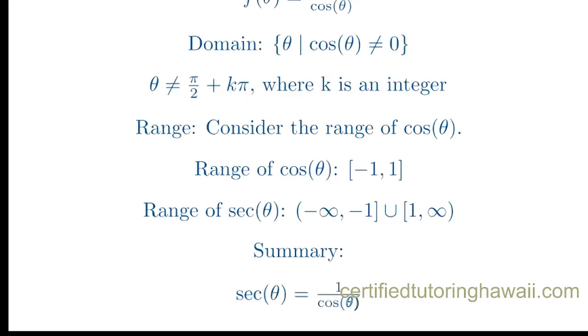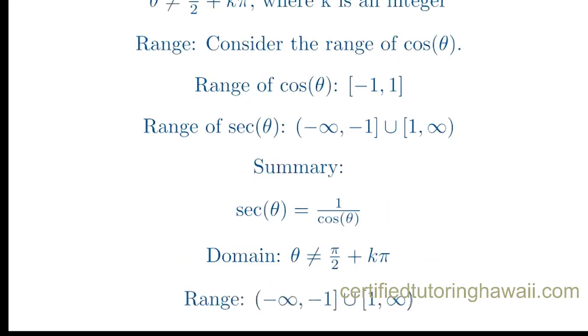So, in summary for secant, we have that secant theta is 1 over cosine theta. The domain excludes angles where cosine is 0, and the range excludes all values between -1 and 1. Let's move on to the cosecant function.